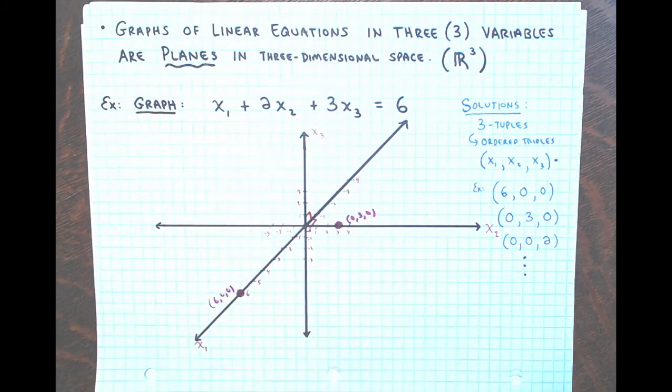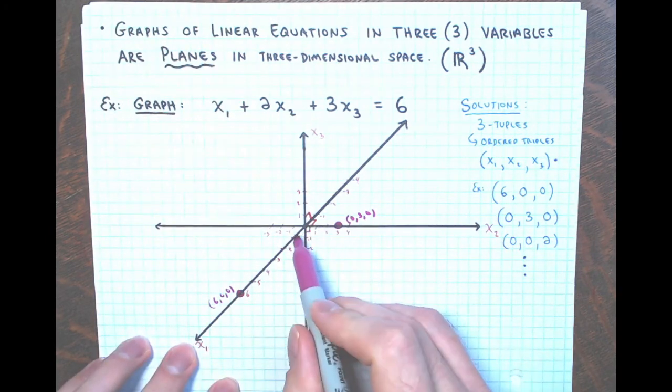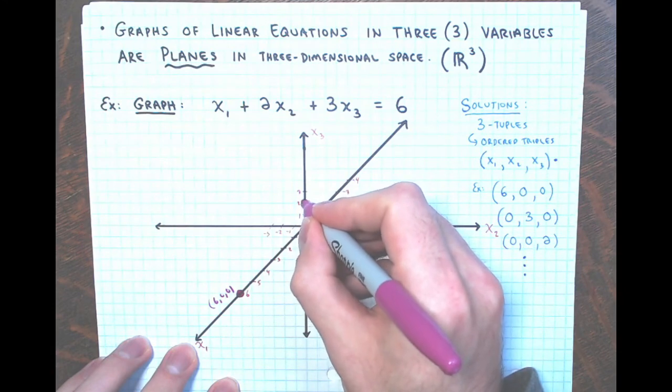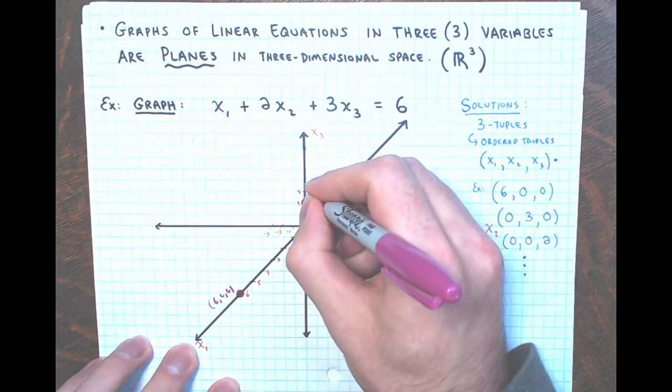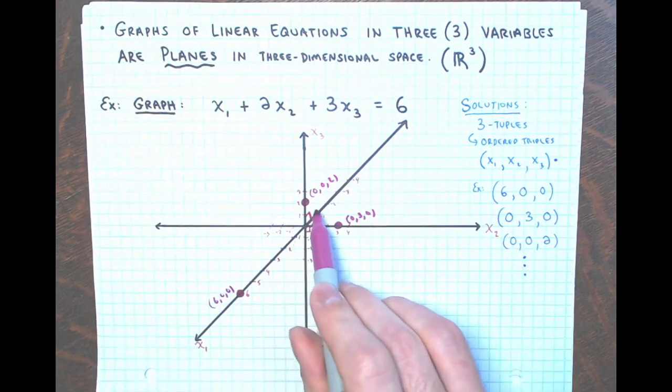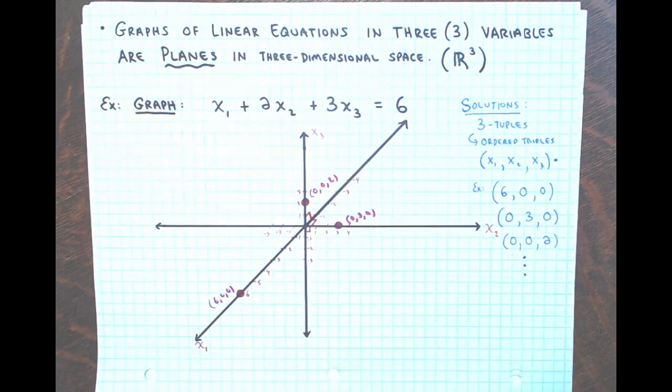I can just pick any value I want for 2 of these variables and solve for the third one. All right, so where is (0, 0, 2)? That's 0 in the x1 direction, 0 in the x2 direction, then 2 up in the x3 direction. That's this point here. So there's the point (0, 0, 2). I have 3 points that aren't on the same line, and what they're going to form is a plane.